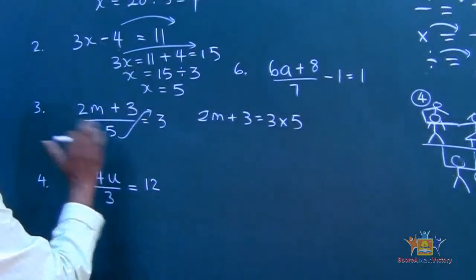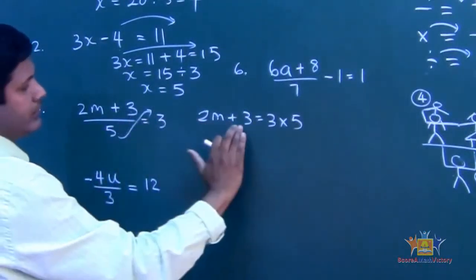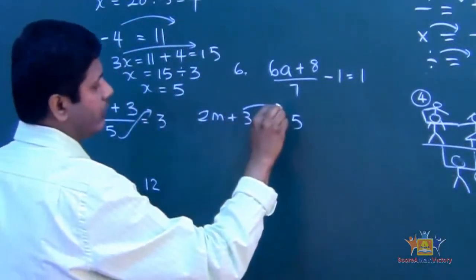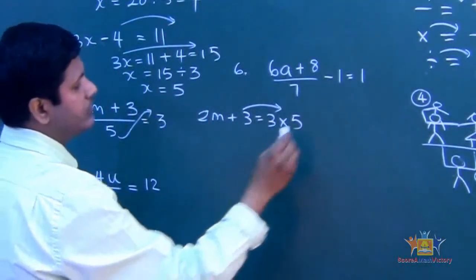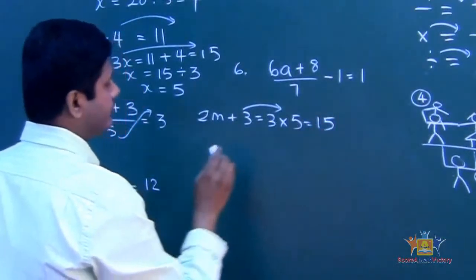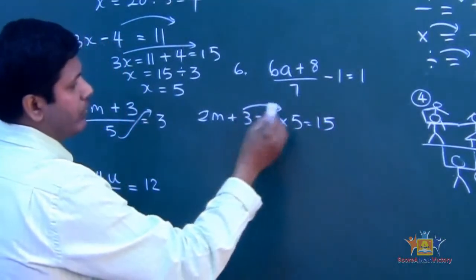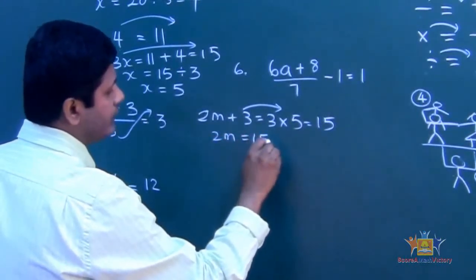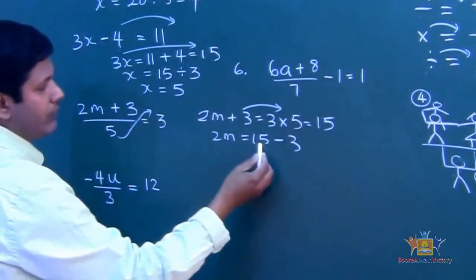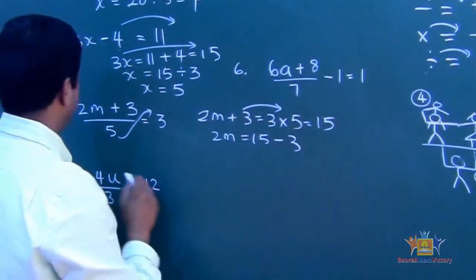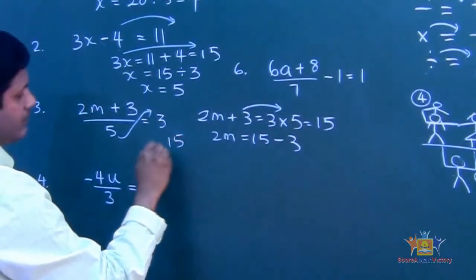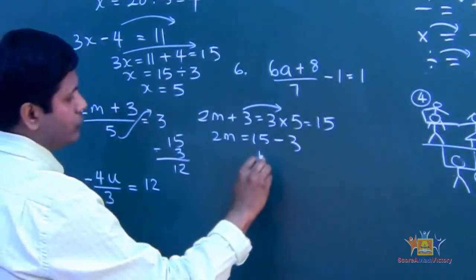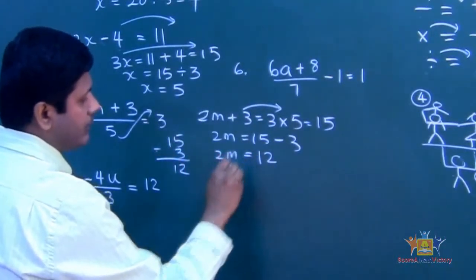Okay, and then who got to go next? Plus 3. See that? Your little sister. Plus 3 cross the bridge becomes minus. So 2m equals 15 minus 3. So 15 minus 3, we can line it up. 5 minus 3 is 2, bring the 1 down. So that gives you 12. So 2m equals 12.